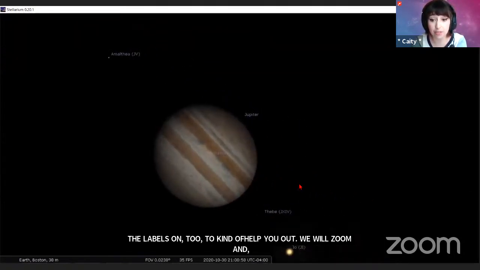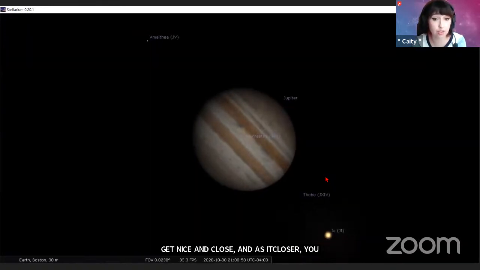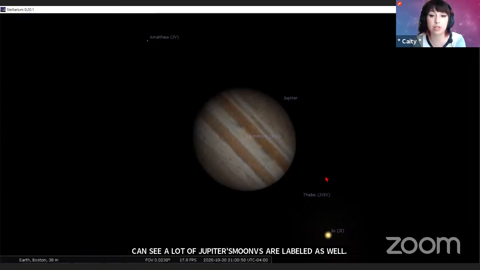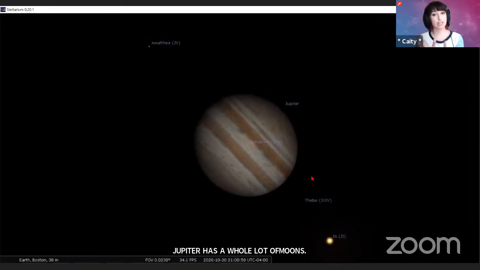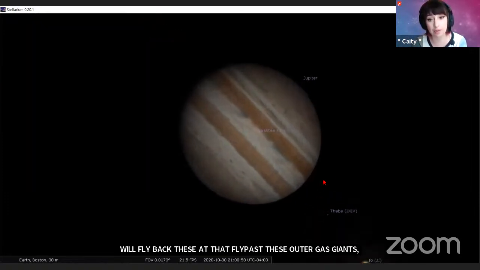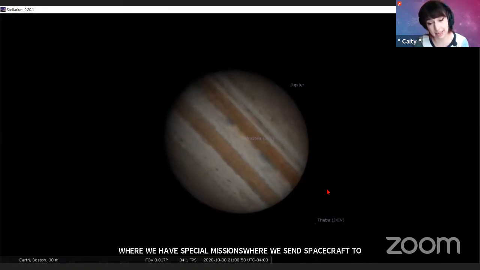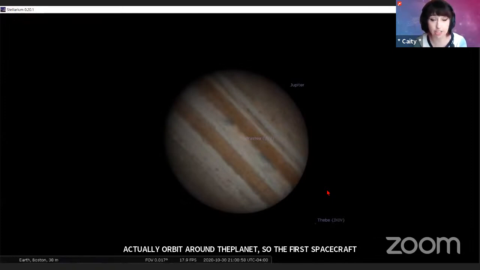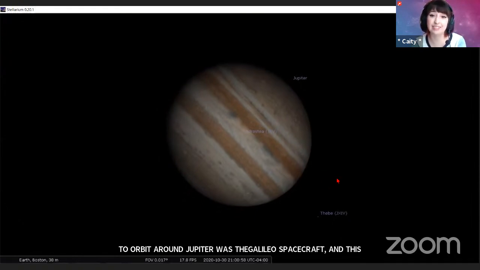And the very first spacecraft to study Jupiter in depth, so a lot of spacecraft will fly by some of these outer gas giants, whereas we have special missions where we send spacecraft to actually orbit around the planet. So the first spacecraft to orbit around Jupiter was the Galileo spacecraft. And this was back in the early 90s. It was launched in 1990, arrived 5 years later because Jupiter is very far away.